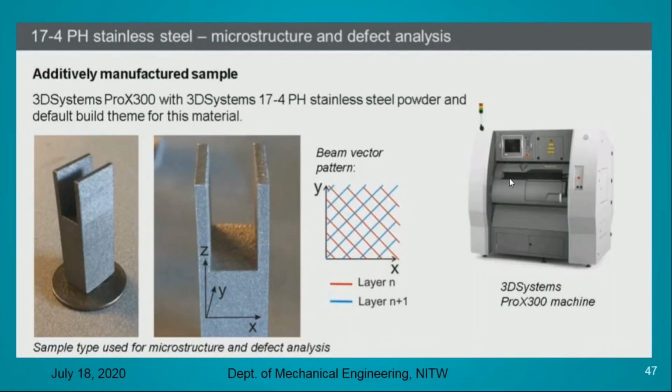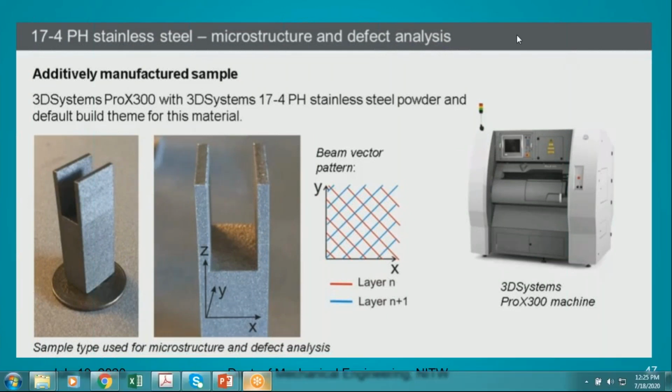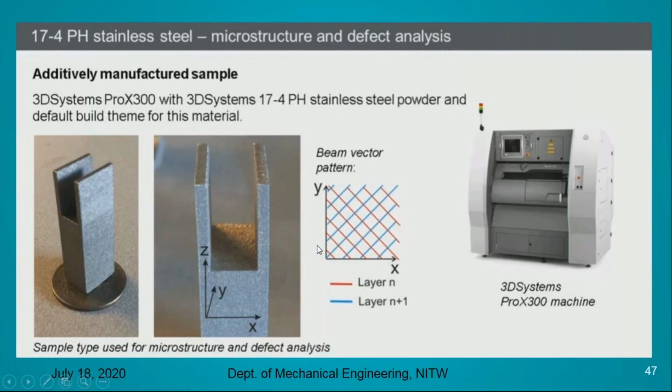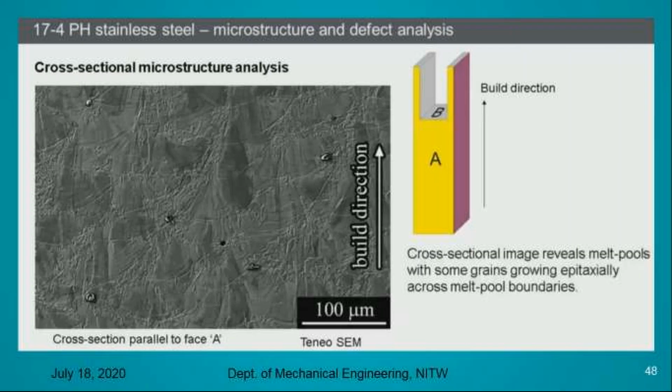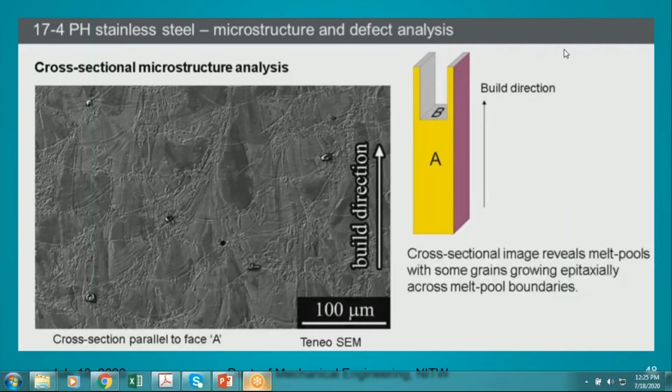You can see some examples for this 17-4 PH stainless steel, how we have fabricated it with the help of these 3D systems. With different layers and different hatch strategies, we have fabricated some simple components, and then we have analyzed the microstructures as well as the defects. You can see the cross-sectional images of these fabricated components. You can see the growth of the microstructure along the columnar structure toward the build direction. These are all the solidification layers.